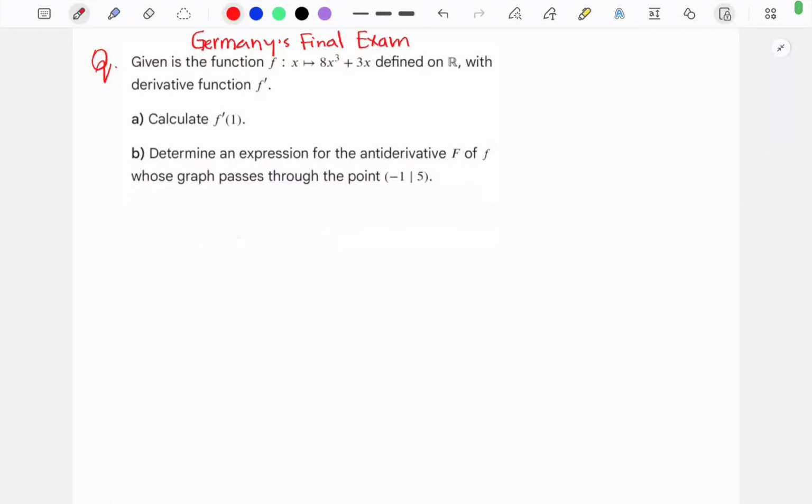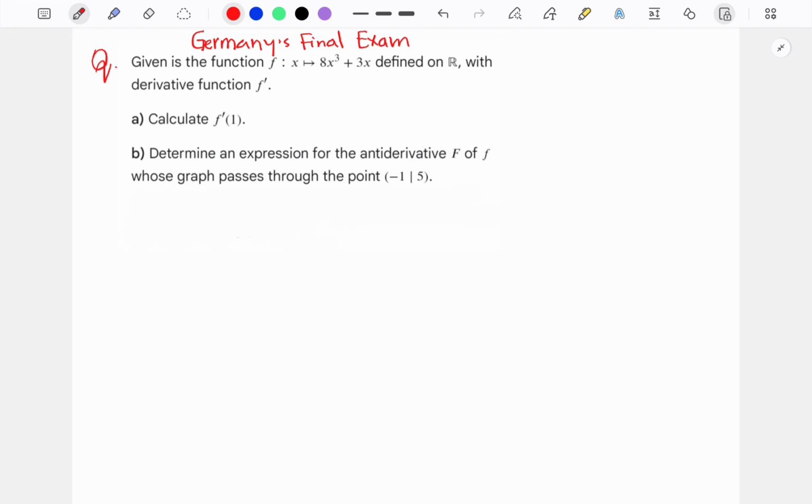Hello, dear learners. Today we are going to solve a question which was asked in Germany's final exams. It is a calculus question in which derivative and integration is observed of the students.